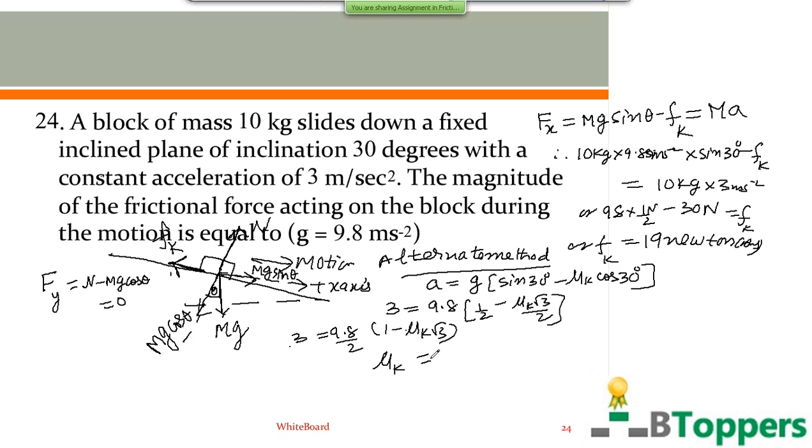After finding the value of nu k, then magnitude of kinetic friction of the block can be written as nu k into n, and you have to write n equal to mg cos theta. Then you have to substitute theta equal to 30 degrees and substitute the mass m equal to 10 kg, etc. If you do the calculation yourself and simplify it, finally you can arrive at the same answer. If you want to copy down the solution of the problem, you can take a pause and copy down the solution of the problem.